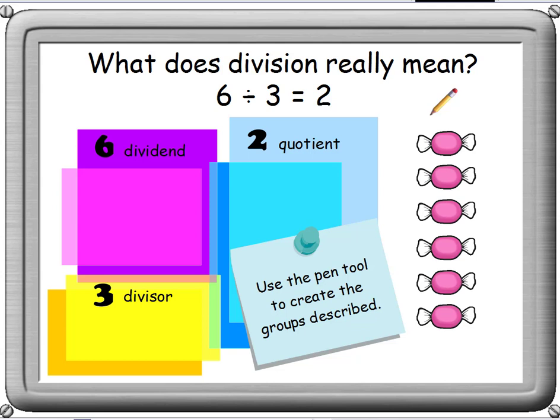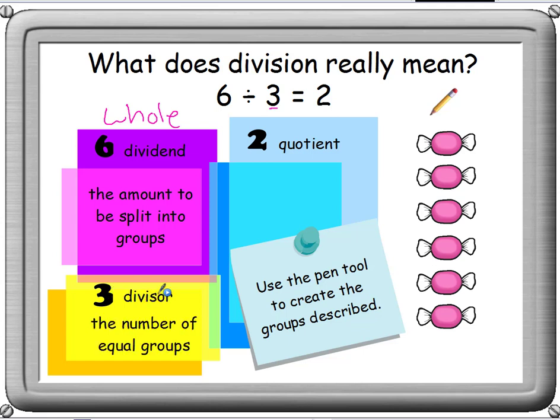Alright, so let's look at this quick review. What does division really mean? Here I have 6 divided by 3 equals 2. So my 6 is my dividend. Okay? And my dividend is the amount to split into groups. So basically, my whole. Okay, so what I have, the amount that I'm splitting. My 3 is my divisor, and my divisor is the number of equal groups.